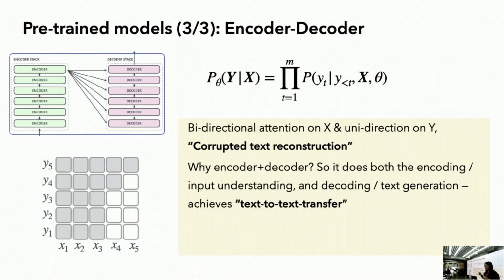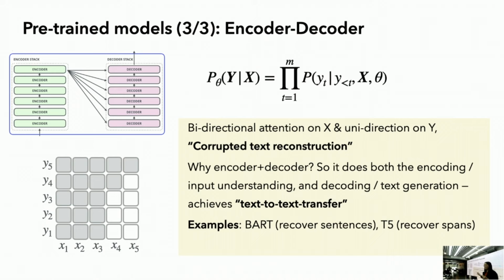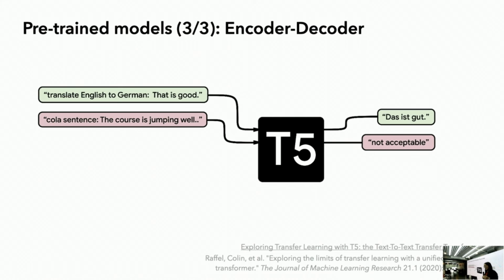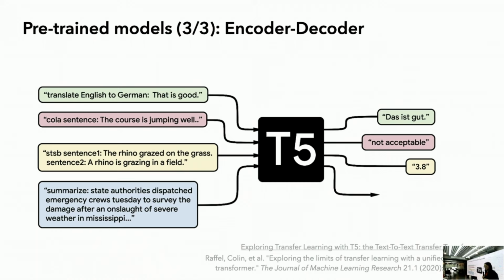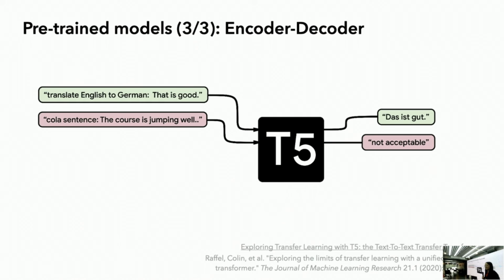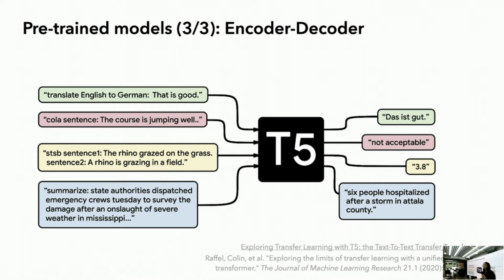Think about text-to-text transfer. Successful example architectures include BART from Facebook, which recovers sentences, and also T5, which recovers spans. This is best for both natural language understanding and natural language generation. If you think about T5 models, every task uses text as input to the model and then uses the generated text as output. This allows us to use the same model, same loss functions, and same hyperparameters across a diverse set of tasks, such as translation, sentence similarity, document summarization, et cetera.